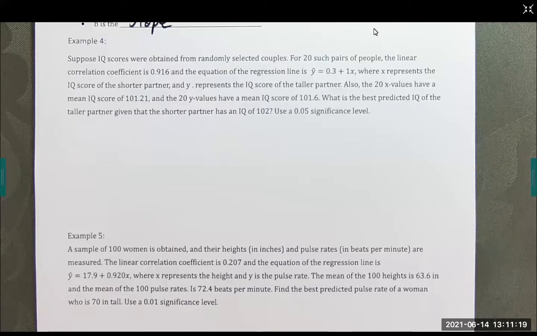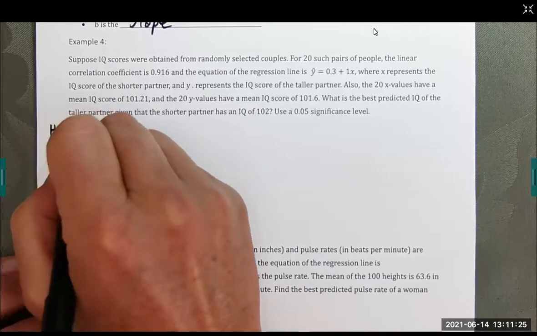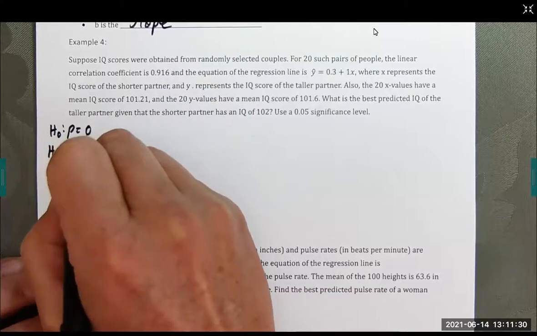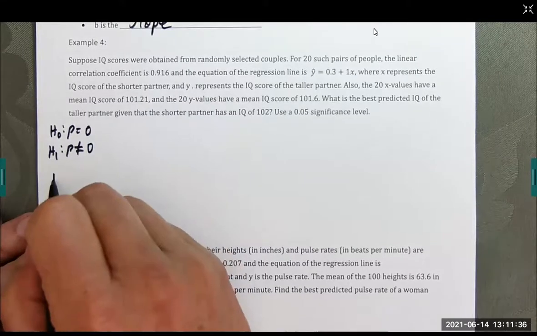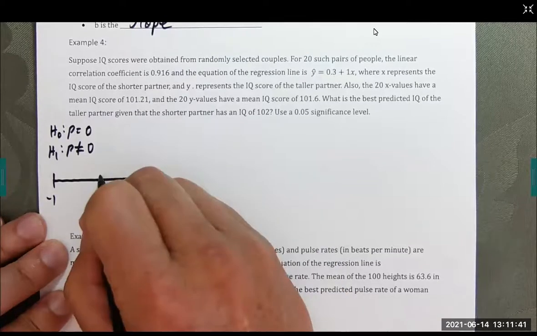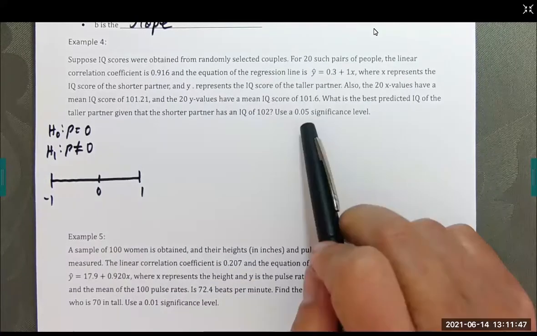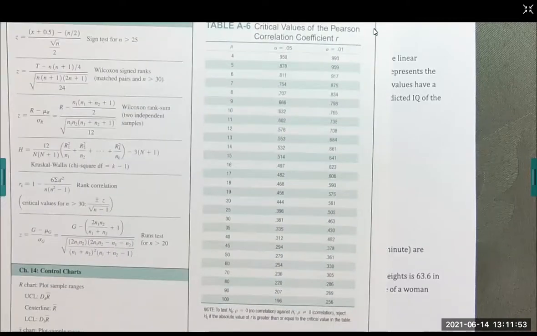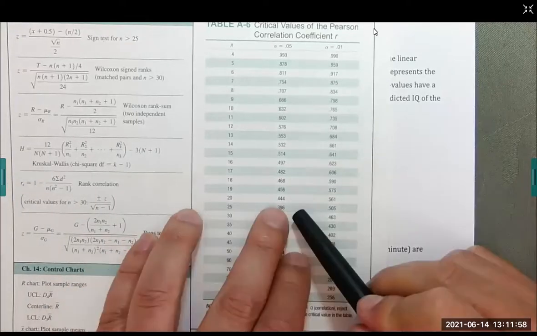So first off, let's start here. Rho equals 0, there's no linear correlation, or rho does not equal 0, and there is a linear correlation. And let's see if there's a linear correlation or not. And we have n equals 20 in this case, and we have 0.05 for our significance. So to find the critical value, I'm going to go to my Pearson correlation coefficient table, and we are down here at 20, and 0.05 is here. So it looks like 0.444.